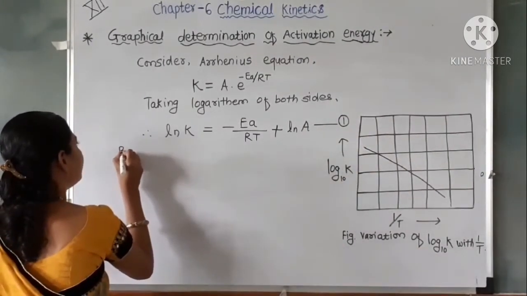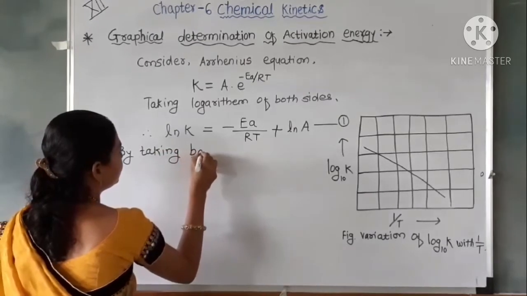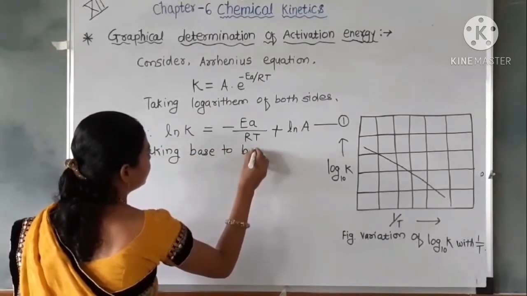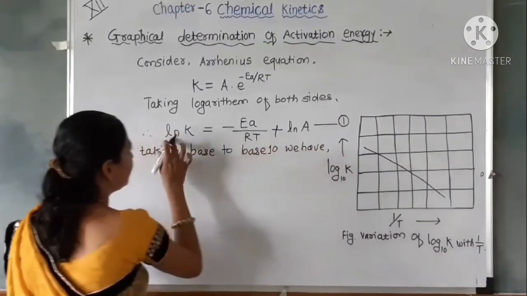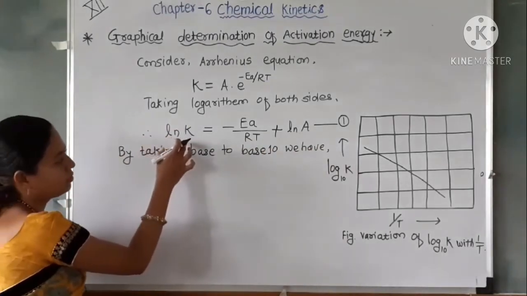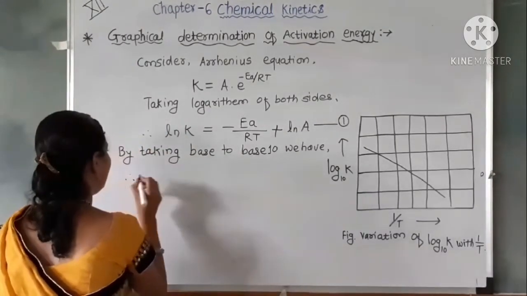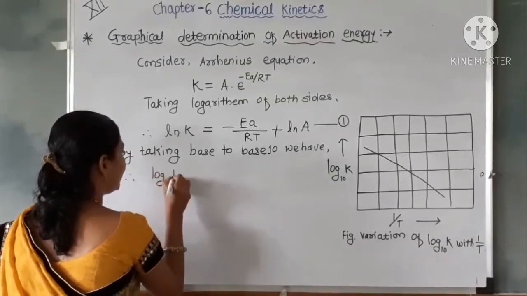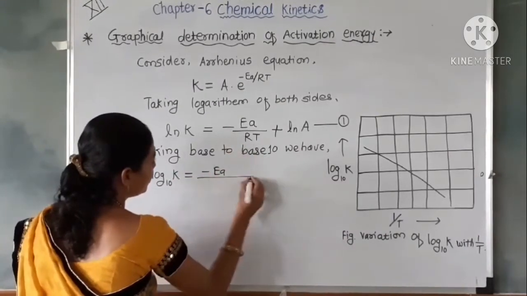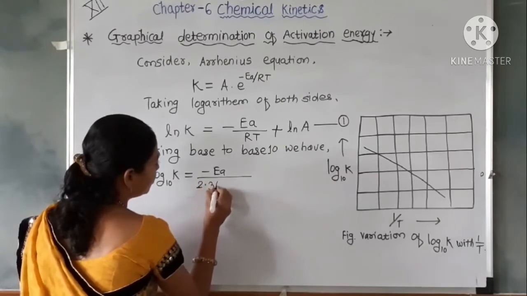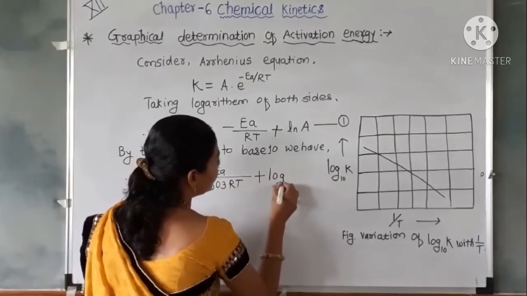By taking base 10, that is log to the base 10 instead of ln, we have log to the base 10 k is equal to minus Ea upon 2.303 RT plus log to the base 10 A. If we take base 10, then there is a constant value, 2.303. This is equation number 2.